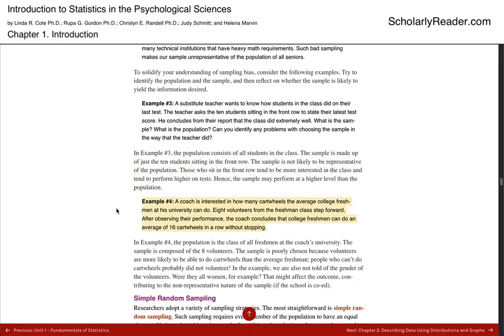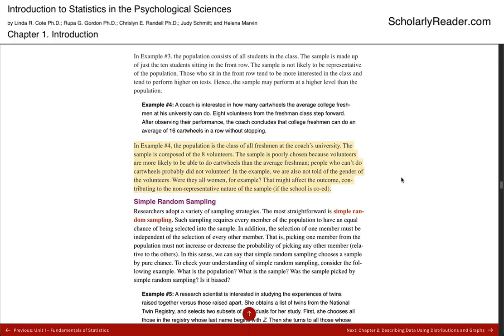Example number 4. A coach is interested in how many cartwheels the average college freshman at his university can do. 8 volunteers from the freshman class step forward. After observing their performance, the coach concludes that college freshmen can do an average of 16 cartwheels in a row without stopping.